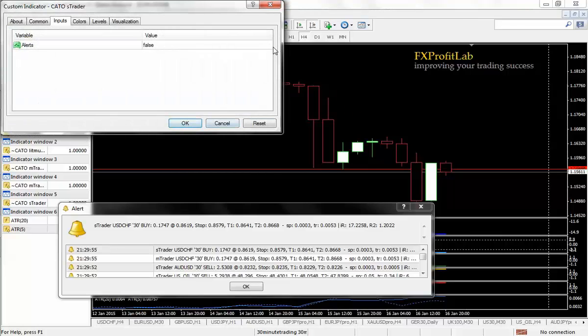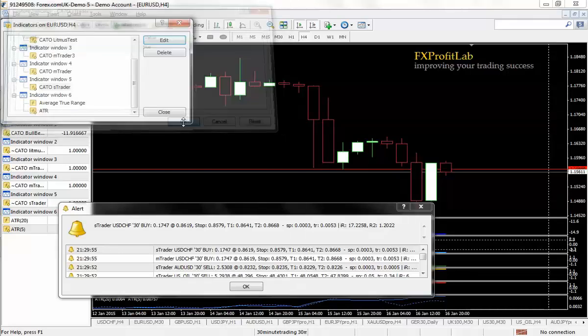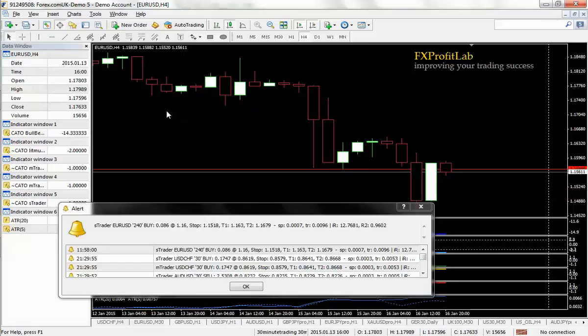So I'm going to change that back to true because I want true at the moment. So I'll just change it back to true. Okay, and that's all there is to it.